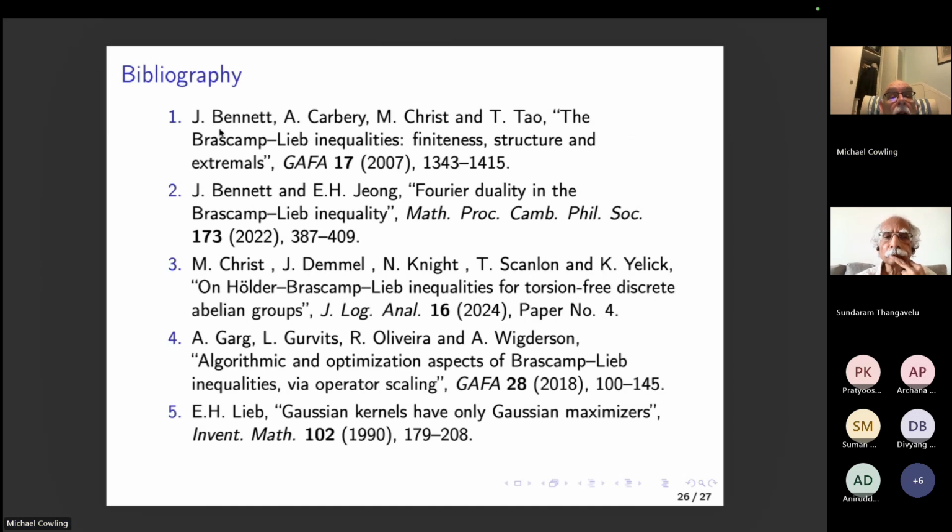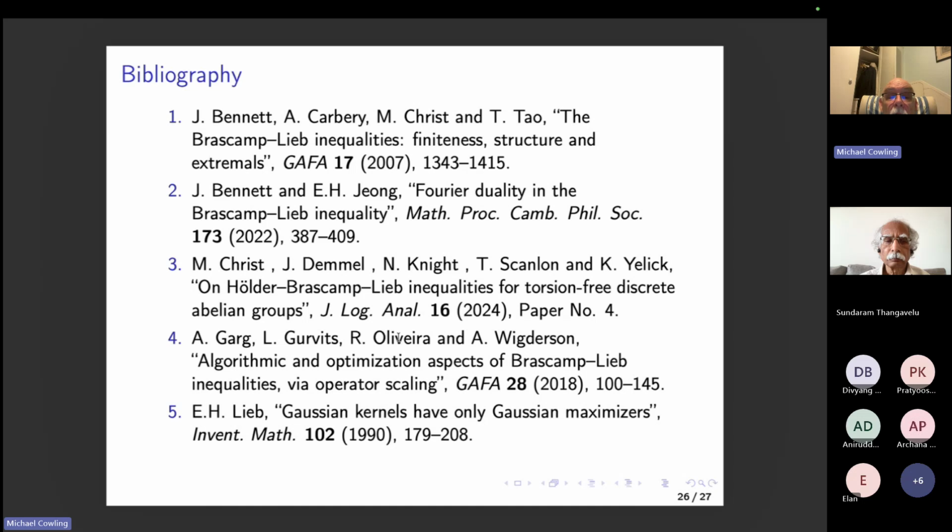So here are some papers. This is the paper by Bennett, Carbery, Christ and Tao that really proved lots and lots about Brascamp-Lieb inequalities. And as you can see, it's 70 pages long. It's quite a long paper. I mentioned a paper of Bennett and Bez, which dealt with the case of compact abelian groups, and that's this. This is a paper that deals with Brascamp-Lieb inequalities for torsion-free discrete abelian groups, and it's in a journal of logical analysis. So this is connected to the Hilbert problem.